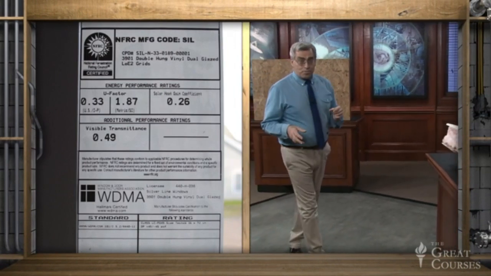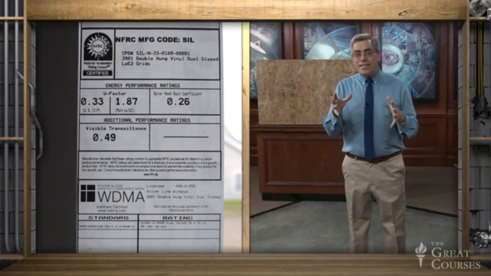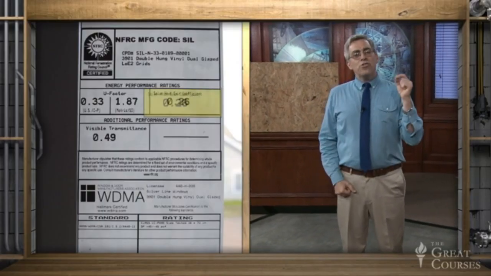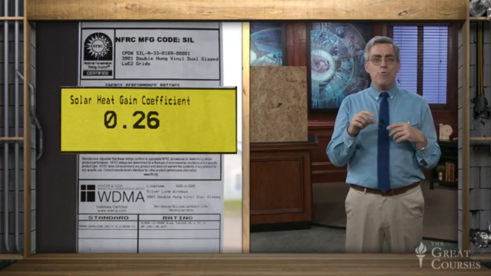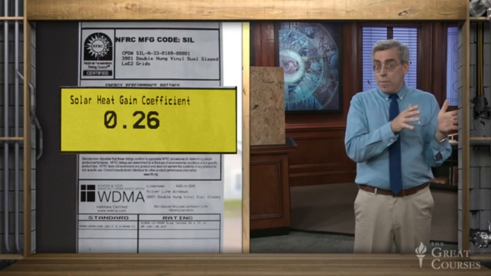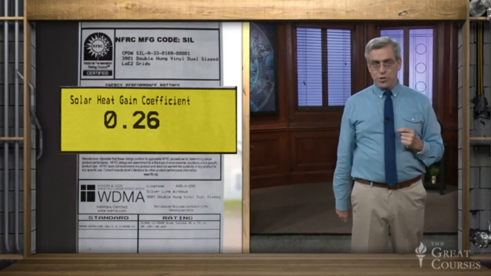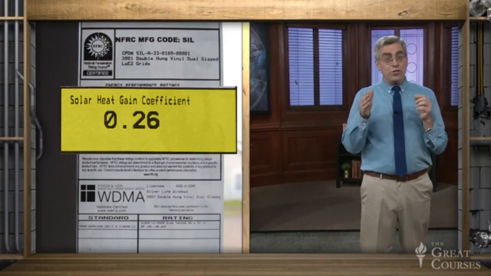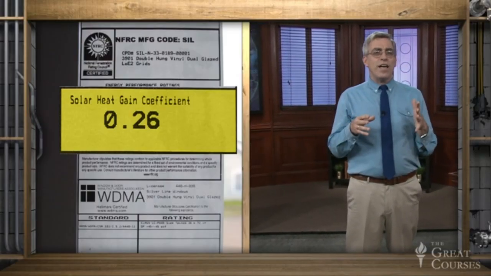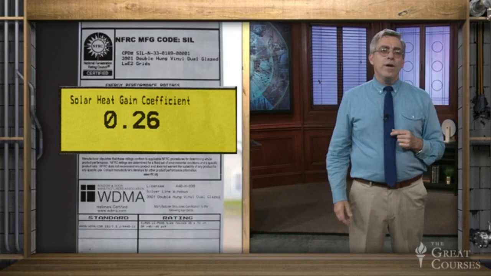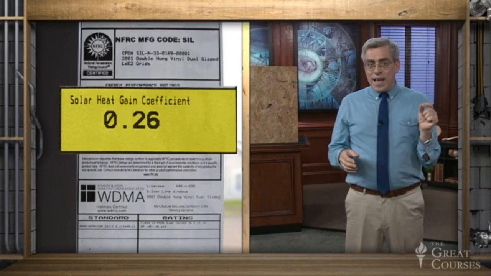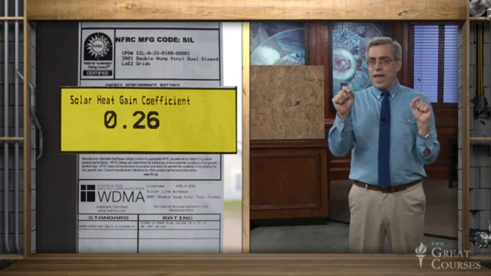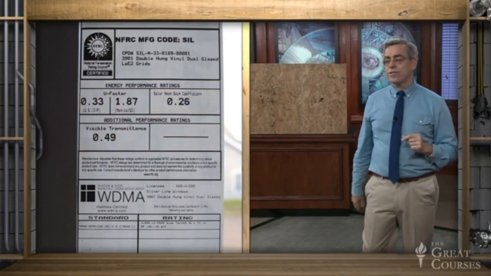Now, returning to our label, note that it provides us with several other quantitative ratings of the window's performance. The solar heat gain coefficient measures the fraction of solar radiation that's admitted through a window. It varies between 0, meaning no solar transmission of radiation, and 1, meaning 100% transmission. If the solar heat gain coefficient is low, it's probably because the window uses that low emissive coating we discussed earlier. However, we shouldn't conclude that a lower coefficient is always better. In fact, next lecture we'll see that windows with high solar heat gain are essential in certain circumstances.